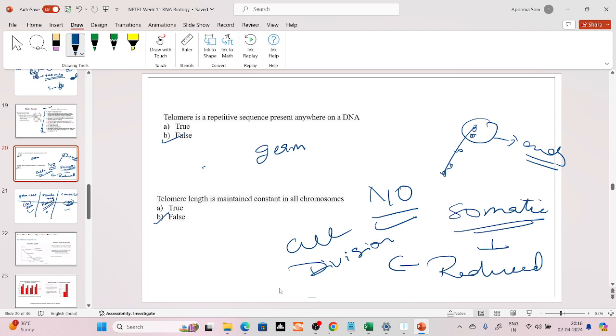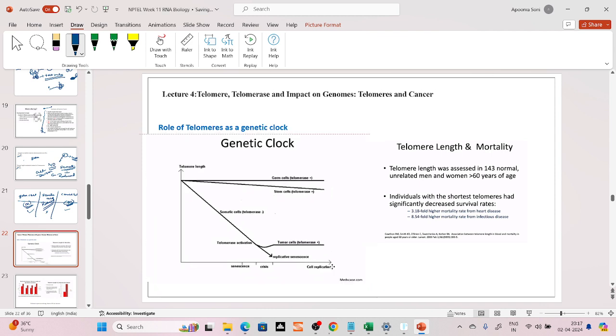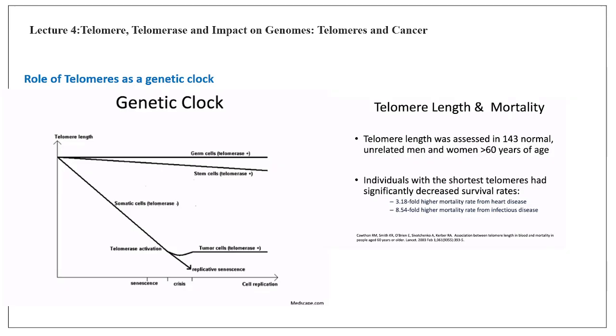Okay. Now we come to the next topic, lecture number 4. Now this is important and very interesting. This telomeres topic is actually very interesting. For so long we were studying really monotonous kinds of topics, but this is a break and a very refreshing topic. Genetic clock. Now let's see.